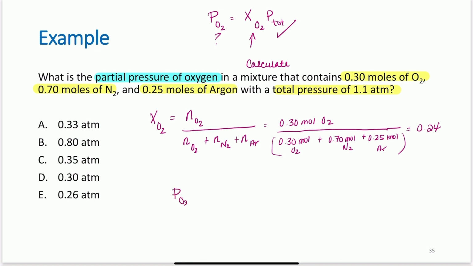My pressure of my O2 in this system is mole fraction of O2 times total pressure of the system, 0.24 times 1.1 atmosphere. This is 0.26 atmosphere. So our answer is E.